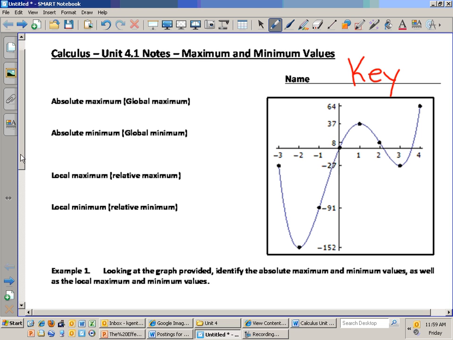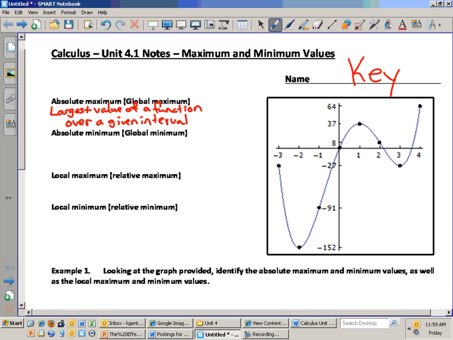So we want to talk about maximums and minimums, and we want to talk about absolute maximums and minimums, and then local maxes and mins. And I have a picture here, and we'll talk about that in a second. But first, absolute max and mins. Absolute max we're going to define as the largest value of a function over a given interval.